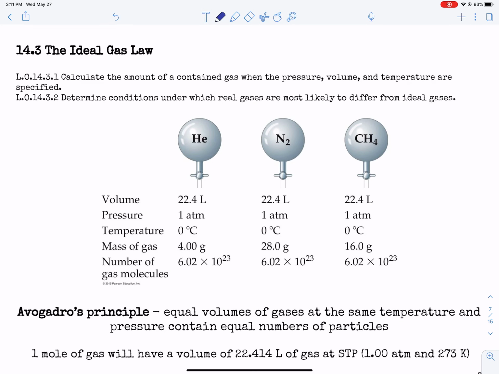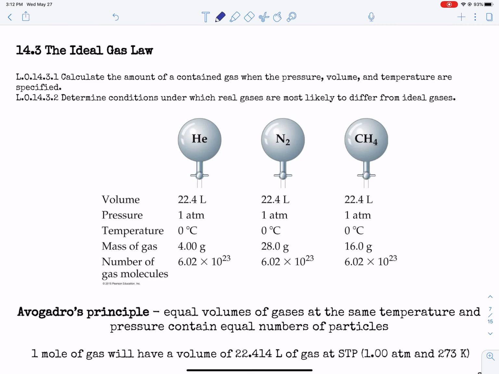Okay, the next video for chapter 14 is on the ideal gas law. If you remember when we looked at the combined gas law last time, one of the things that we said was the same every time was the number of moles of gas. And in this one, we're not necessarily changing the volume or the temperature or the pressure, but what we are is factoring in the number of moles of gas.